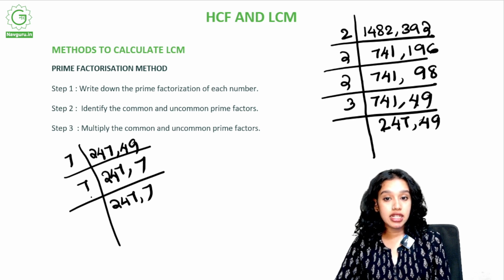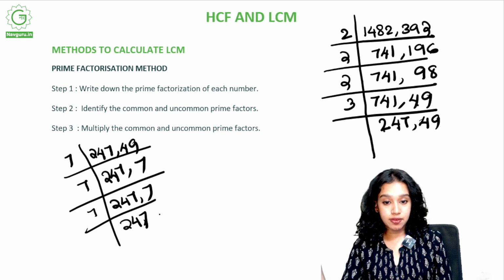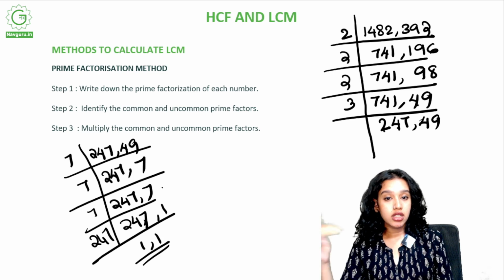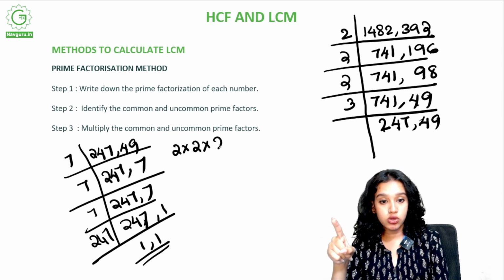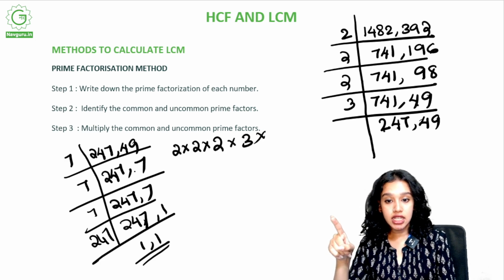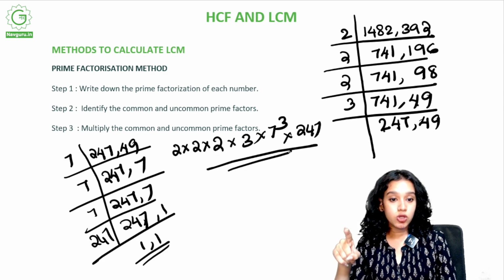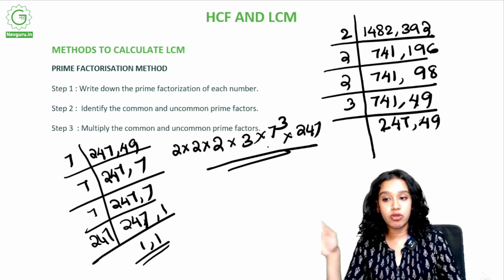Now, what is the LCM of both of these numbers? To find the LCM, we just multiply everything on the left hand side. So, the LCM of both of these numbers would be 2 into 2 into 2 into 3 into 7 multiplied 3 times, which could be written as 7 cube, and we have 247. So by using the prime factorization method, this is how we find the LCM of numbers.